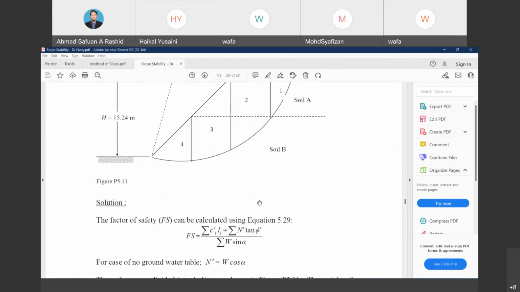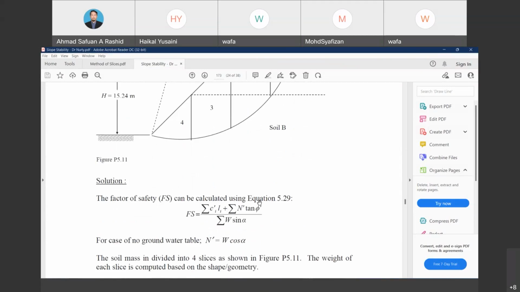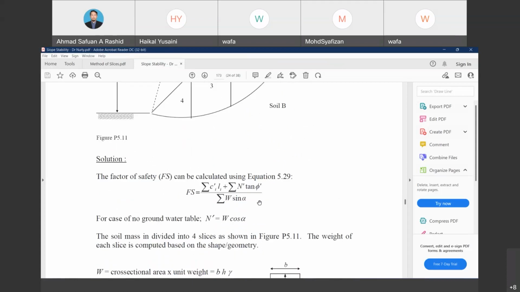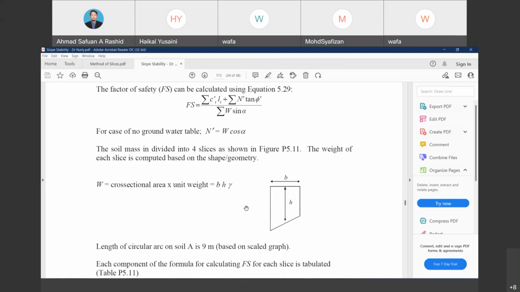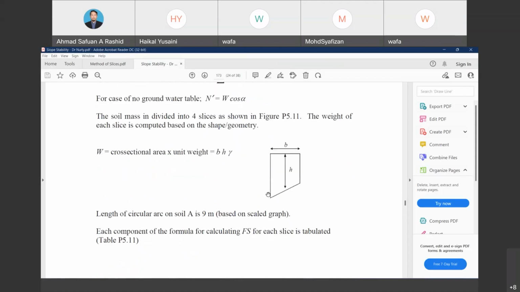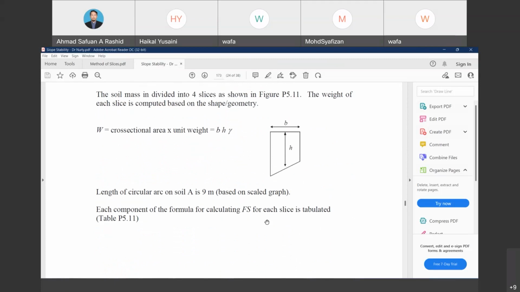Then we may use the Fellenius equation, or for this case, Dr. Noli uses the ordinary method of slices equation. So this is before the improvement done by Fellenius. For the case of no groundwater level, W sin alpha, W cos alpha, N. The cross section is just simple like this. It's very hard to understand unless you put it on grid paper based on the scale graph. That's why we need to put in the scale graph paper.